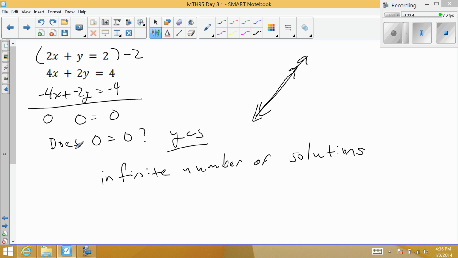If we had gone through here and ended up with something that didn't make sense, say something like 0 equals 2, which is not true, then that would indicate we had the no solution situation.